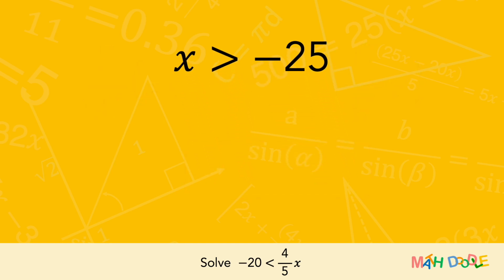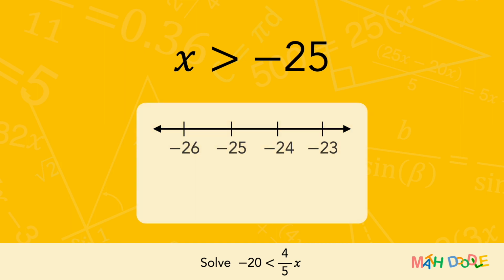This tells us that x is all numbers greater than -25. To graph this on the number line, let's shade in all the numbers to the right of -25. Then, let's put a parenthesis at -25 to show that the solution does not include -25. Also, this can be written in interval notation. Here, we use the symbol infinity, since there is no upper end to the solution.